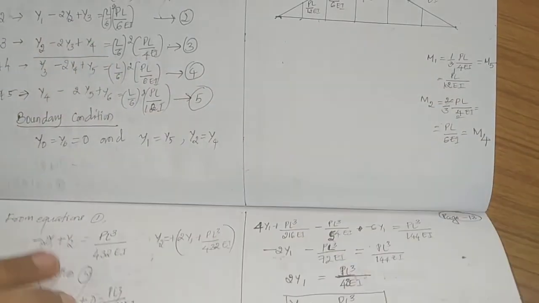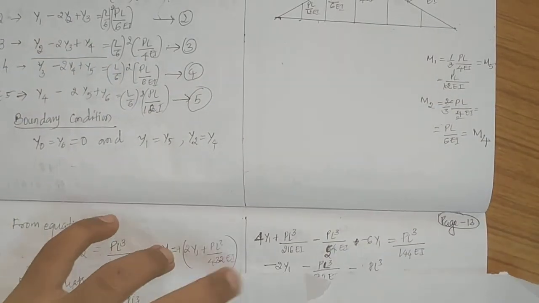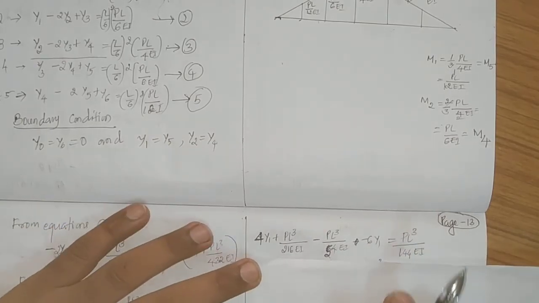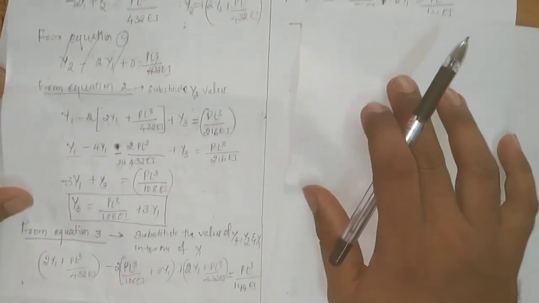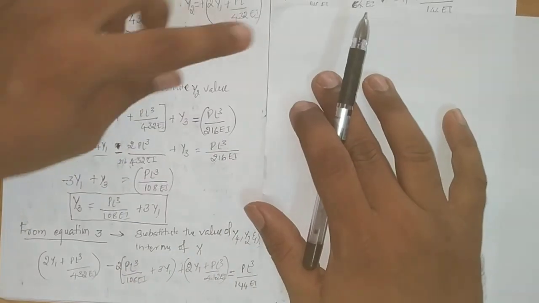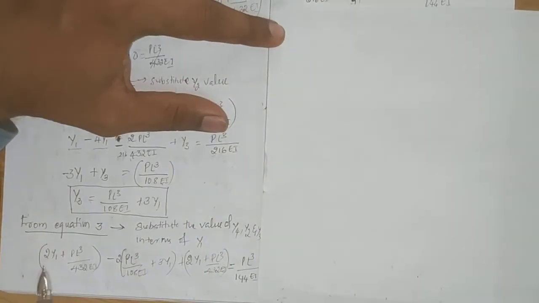Next, as I told you, we will be multiplying this equation now by 2y1.